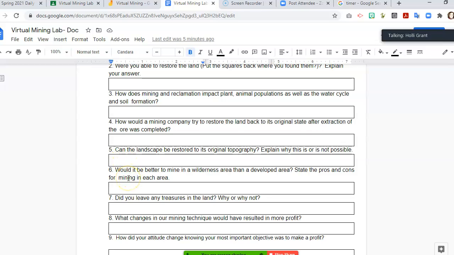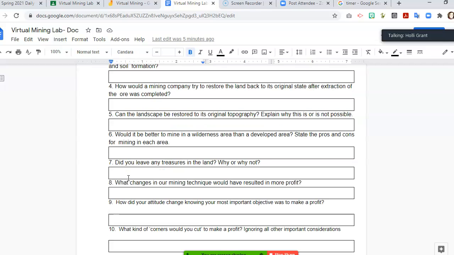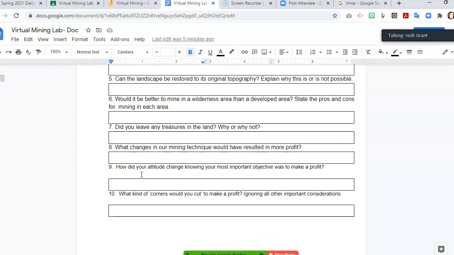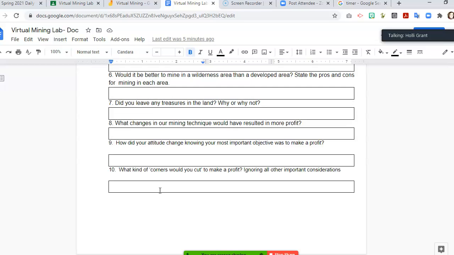So that means, is it still going to look the same? After you dug really deep in the ground, are you ever going to restore it to its more natural state? Would it be better to mine in a wilderness area than a developed area? State the pros and cons. Did you leave any treasures in the land? Why or why not? What changes in our mining technique would have resulted in more profit? How did your attitude change knowing your most important objective was to make a profit? Did it make you want to go faster or slower? And what kind of corners would you cut to make a profit? What would you have done, like maybe not said the arrowheads were here, or cut corners? What kind of shady stuff might have happened to turn a profit?